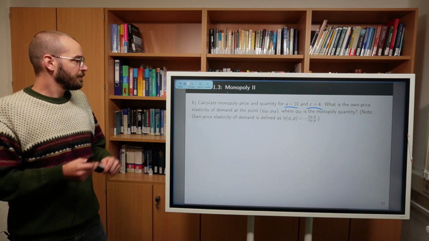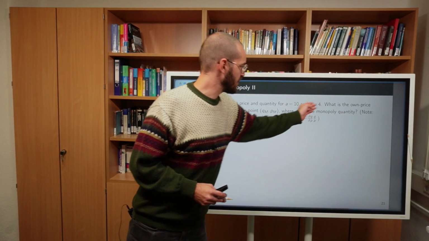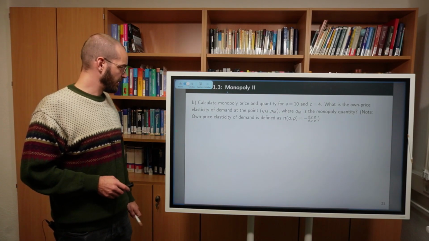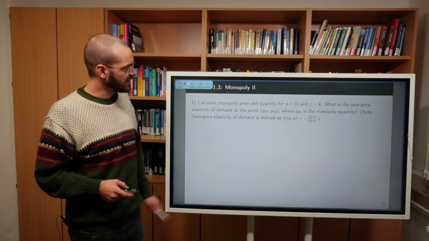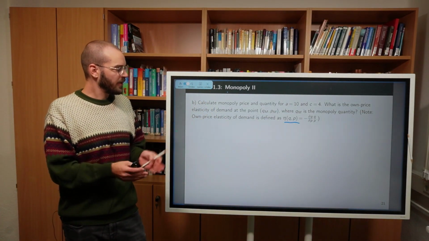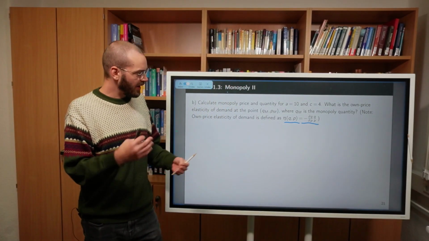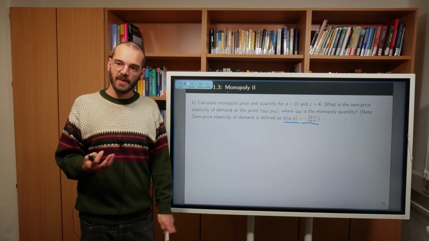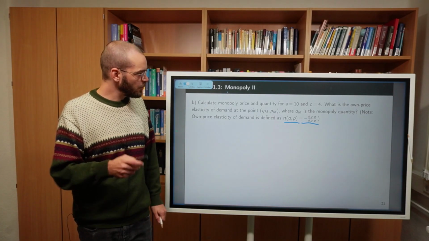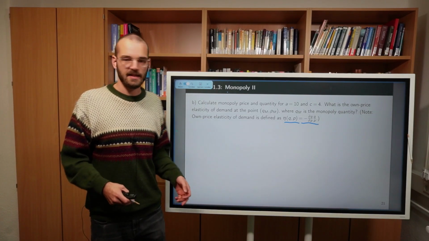So we are again given a small hint to make the solution just a little easier. Namely, we are asked to note that the own price elasticity is defined as this function eta, a function of quantity and price, which is defined as minus the partial derivative of the quantity function with respect to parameter P for price, multiplied with Q divided by P. That's just the definition of the own price elasticity.